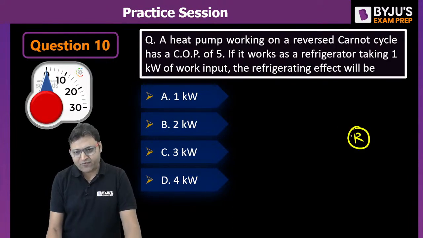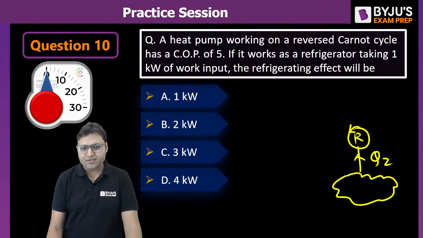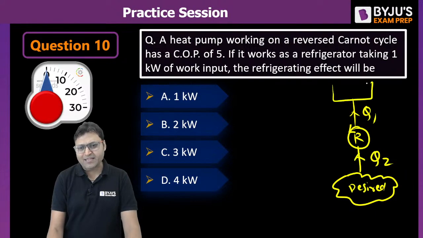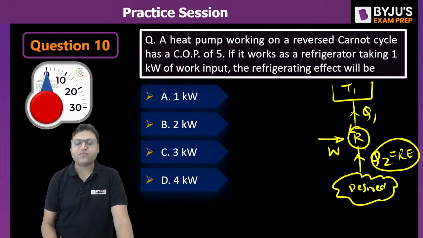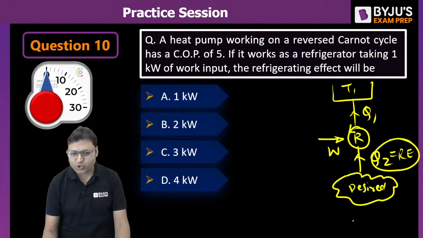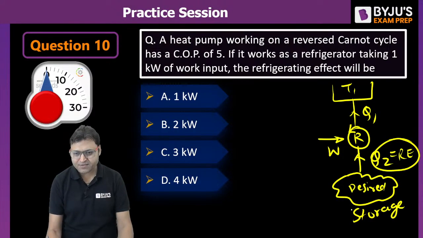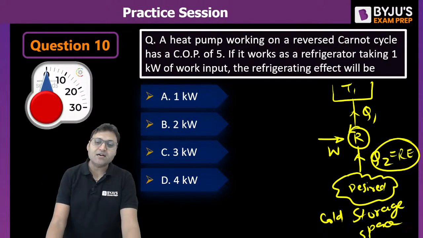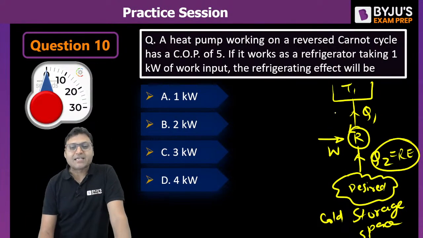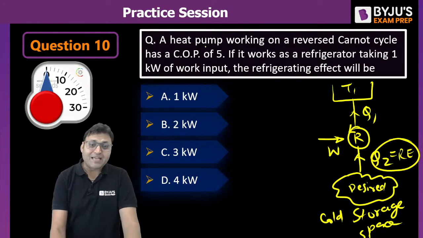If we talk about the refrigerator, it is an anti-clockwise cycle, heat is added from the desired output, maintaining the low temperature, Q2, then this is Q1 and this is the ambient, that is T1. There is a work input. So refrigeration effect is the amount of heat which is to be abstracted from the storage space. This is the cold storage space. The amount of heat which needs to be extracted from the cold storage space in order to maintain its lower temperature, right?